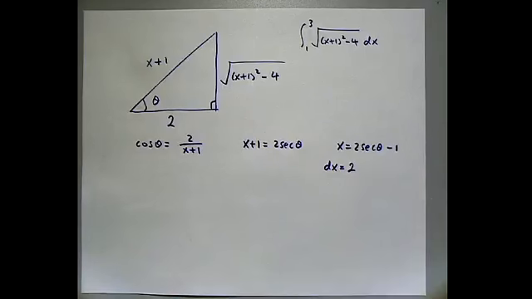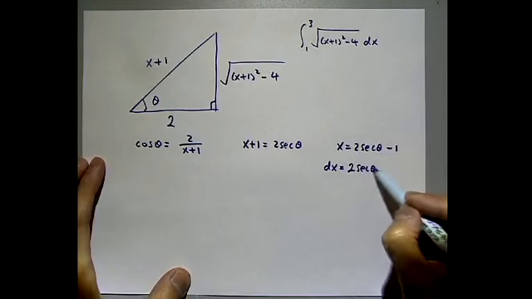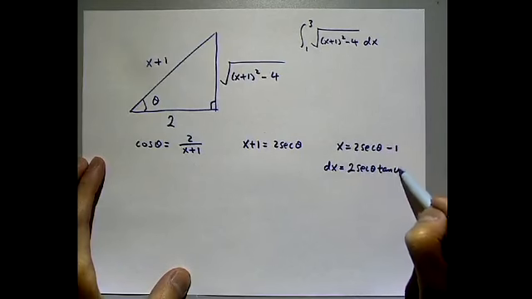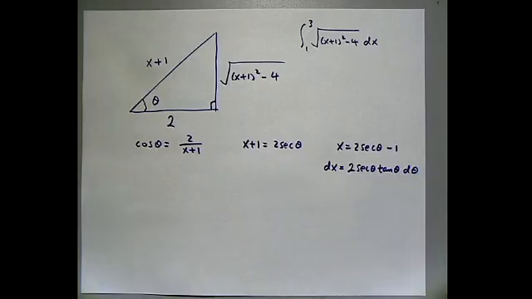And what's the derivative of secant? Secant tangent. All right. So if you didn't know that, that's something you need to know. What's the derivative of tangent? Secant squared. Good. Okay, so we can replace that.